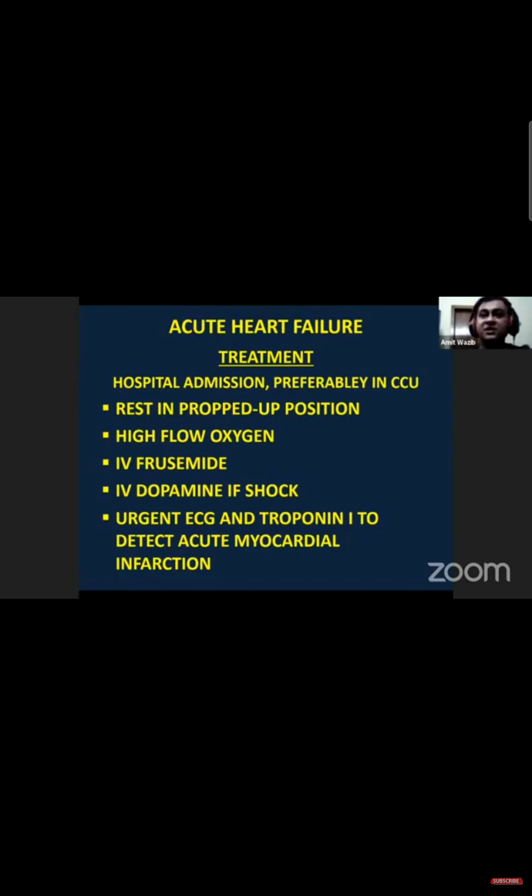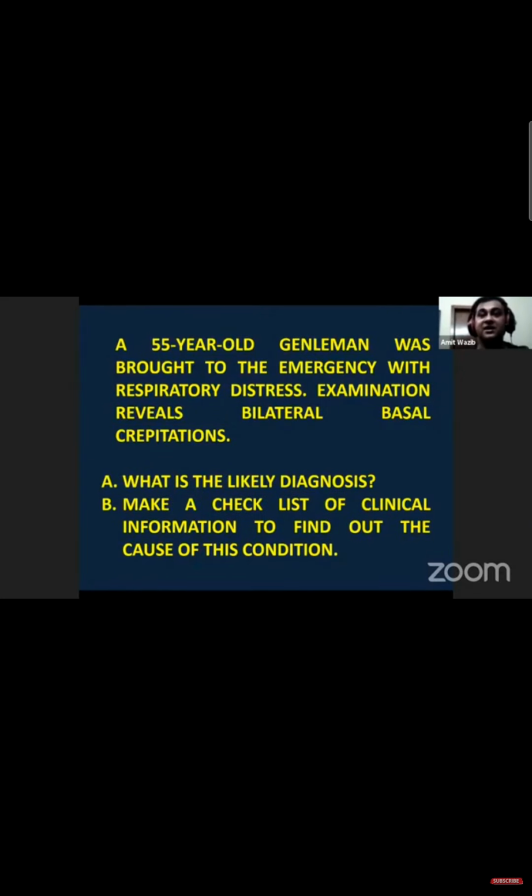And one thing you must not forget, that is, you should do an ECG and troponin I to exclude acute myocardial infarction. We have to detect any myocardial infarction in acute heart failure. Because acute myocardial infarction needs extra treatment. The diagnosis is obviously left ventricular failure, that means dyspnea with bilateral basal collapse. Diagnosis is left ventricular failure.